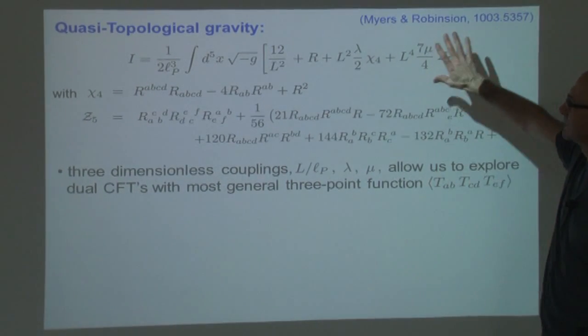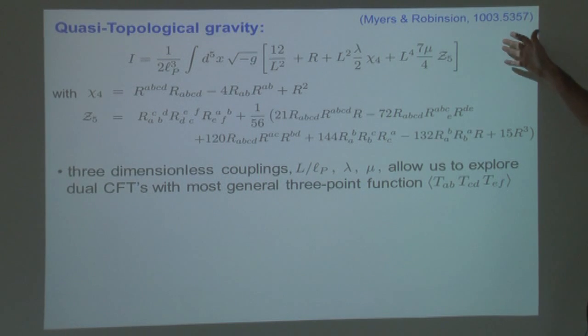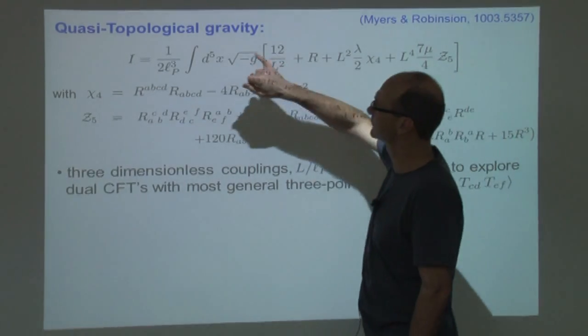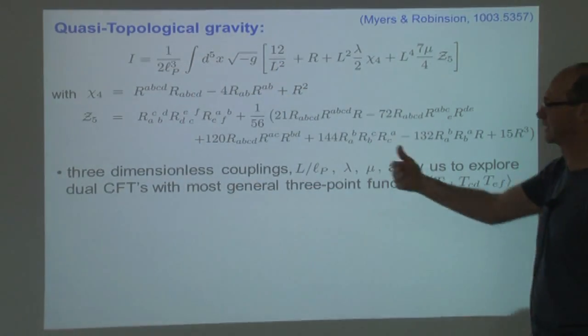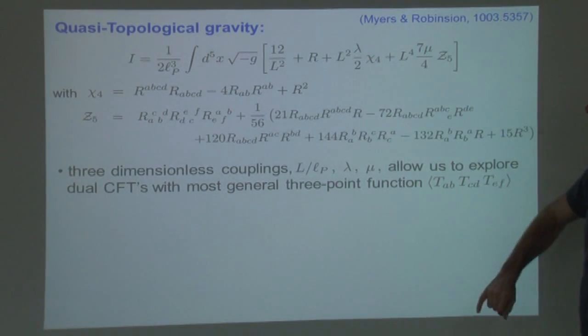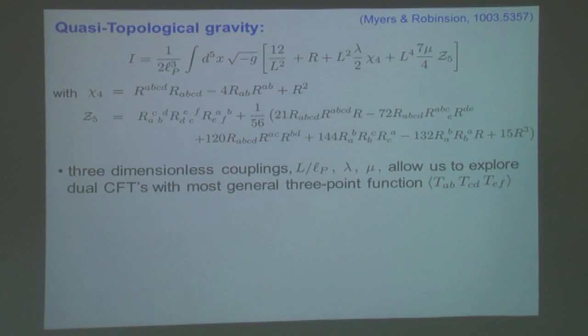And so ultimately I've embellished my gravity theory. I now have three couplings. I've got the ratio of the curvature scale to the Planck scale, which appears, for example, in central charges. I've got this coupling lambda, and I've got the coupling mu for the curvature cubed.